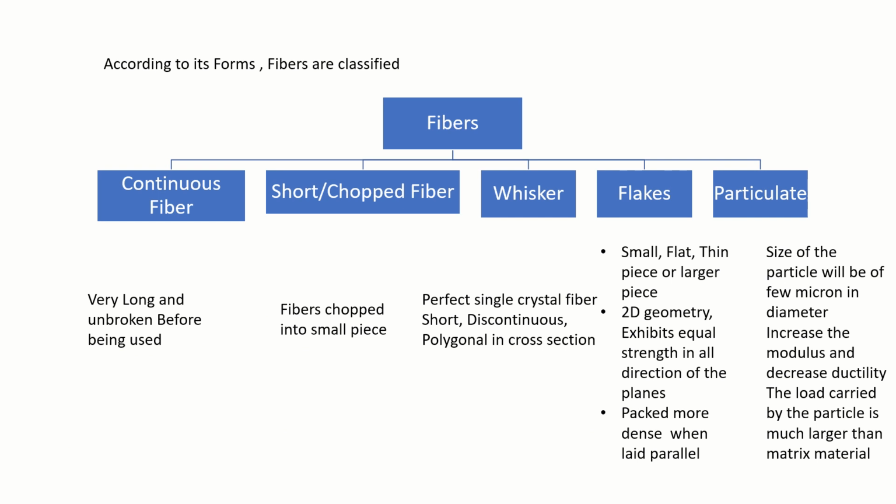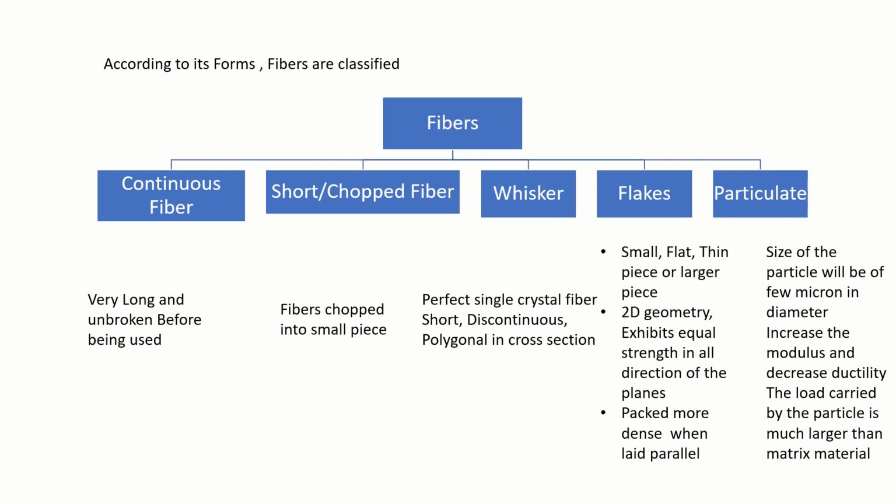As we saw in the previous slide, the reinforcements are classified into five different types based on shape and structure: continuous fiber, short fiber, whisker, flakes, and particulate. If the fiber is very long and unbroken before it is used, it is said to be a continuous fiber. When the fiber is chopped into small pieces, it is said to be a short fiber.